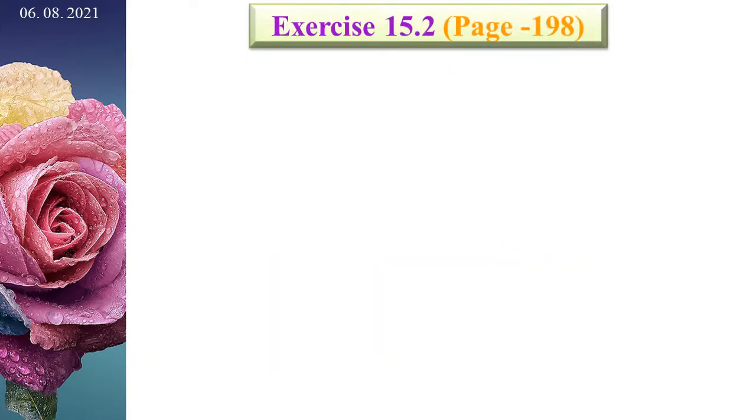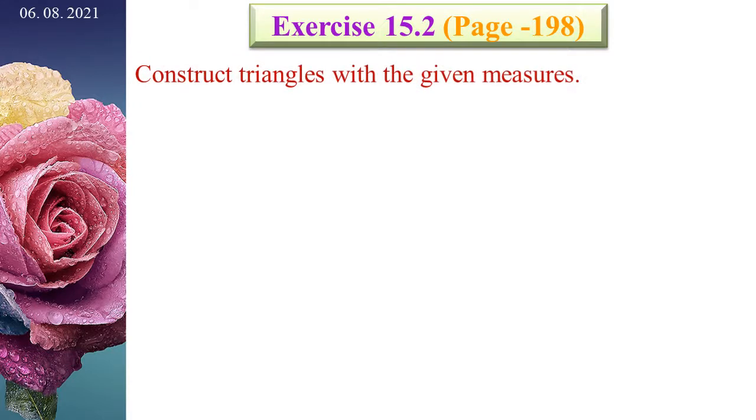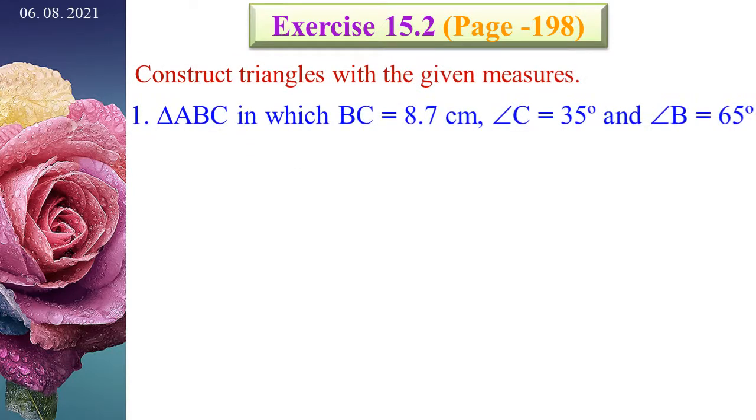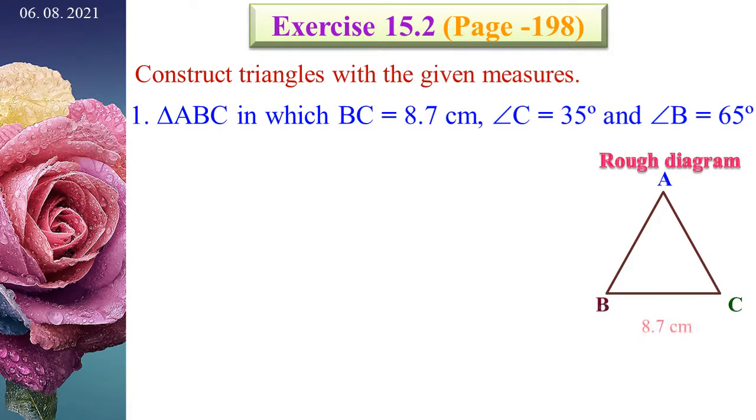Let's see exercise 15.2. Construct triangles with the given measures. 1. Triangle ABC in which BC equal to 8.7 cm, angle C equal to 35 degrees and angle B equal to 65 degrees. Here one side and two angles are given. Before starting the construction, we will draw a rough diagram. Triangle ABC, BC equal to 8.7 cm, angle B equal to 65 degrees, angle C equal to 35 degrees.